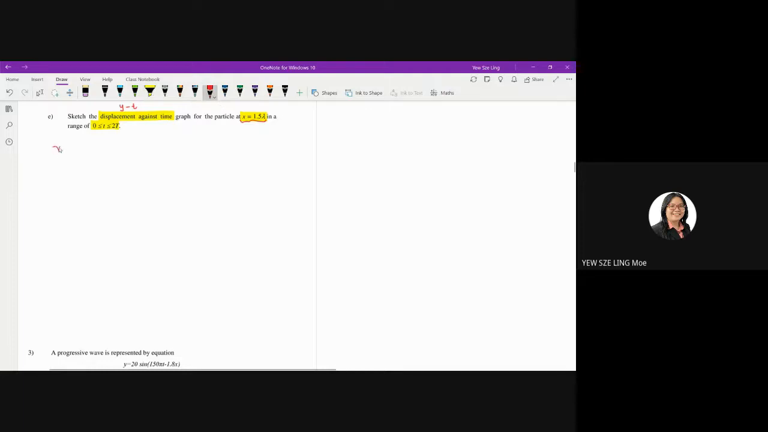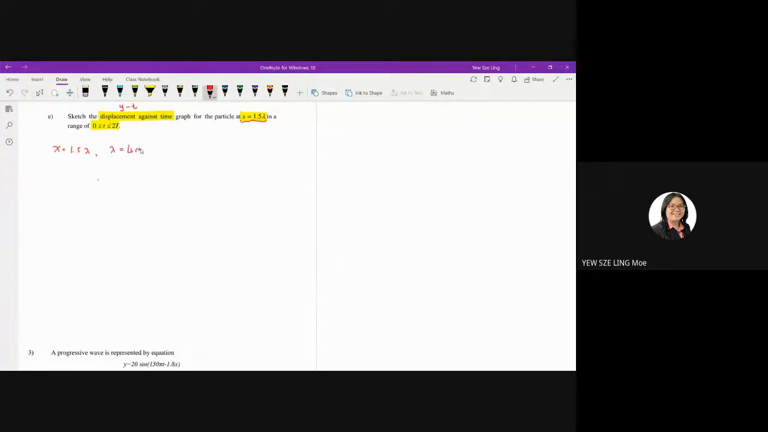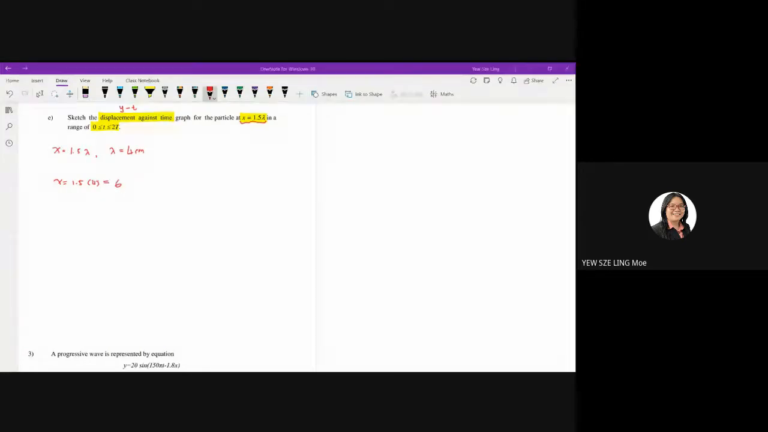So x is equal to 1.5 lambda, and what is the value of lambda? Let me check. Okay, we have lambda equal to 4. So our lambda is equal to 4 cm, based on question 8. So x is then equal to 1.5 times 4, which is equal to 6.